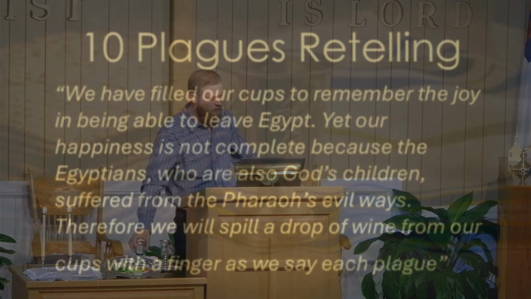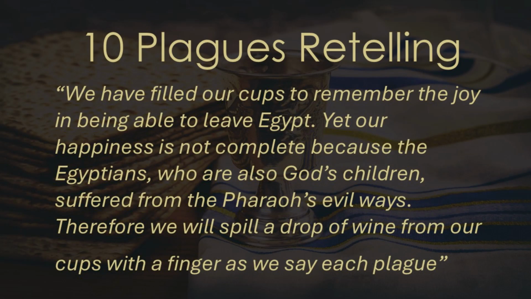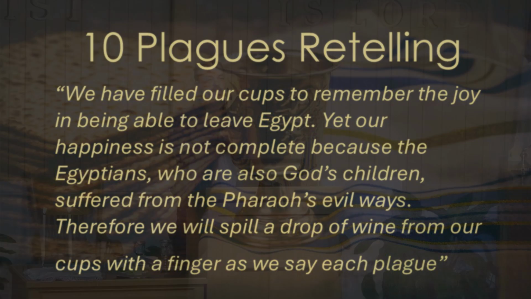The leader during this process actually says, "We have filled our cups to remember the joy of being able to leave Egypt. Yet, our happiness is not complete because the Egyptians, who are also God's children, suffered from the Pharaoh's evil ways. Therefore, we will spill a drop of wine from our cups with a finger as we say each plague." So as they recite each plague, they tell a brief description about it. Again, I wasn't going to go through every part of that, but as they're going through each plague, they dip and drop a finger, so that now their wine is not complete because of the suffering of the Egyptian people at the same time. I thought that was kind of neat.